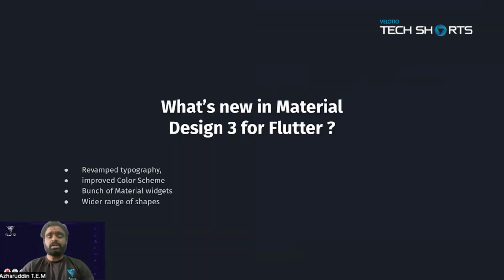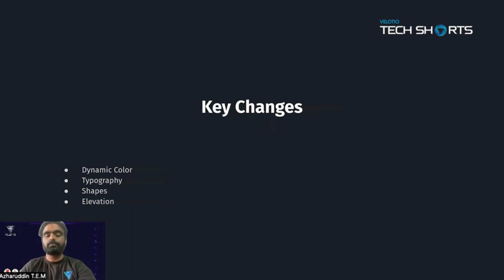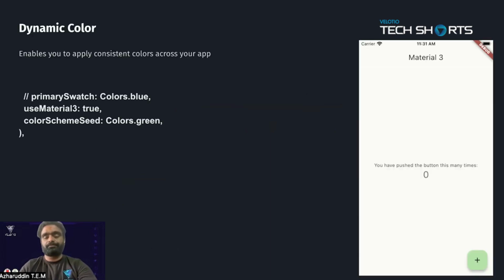First, let's take a look at what's new in Material 3 design. We will explore the revamped typography, improved color scheme, a bunch of new Material widgets, and a wider range of shapes. These updates provide Flutter developers with a seamless and consistent design experience across multiple platforms. Now let's dive into the key changes introduced by Material 3 in Flutter. We will discuss dynamic color, typography, shapes, and elevation, and explore how these changes enhance the app development process.